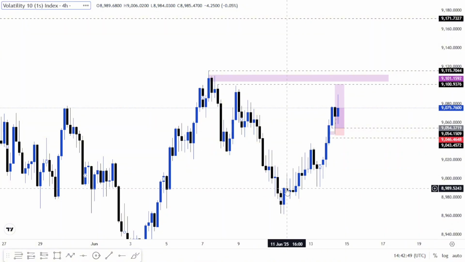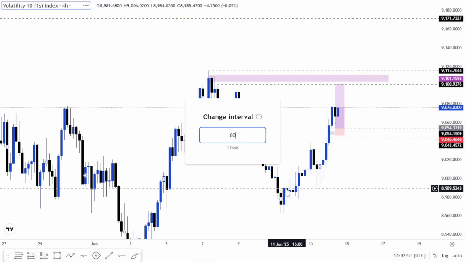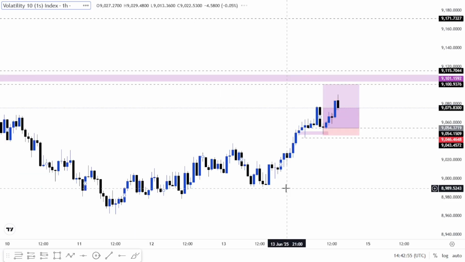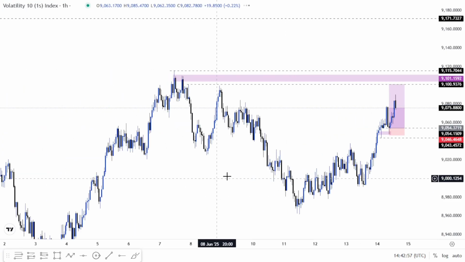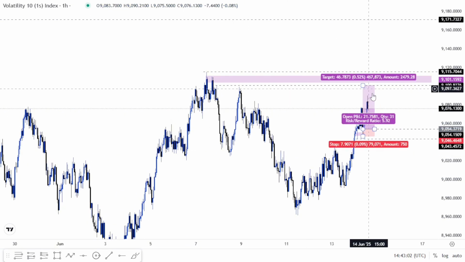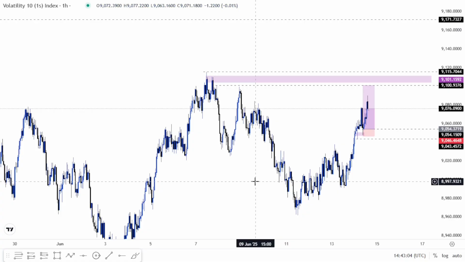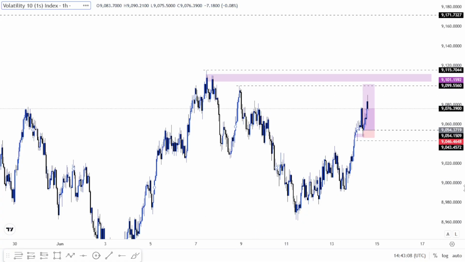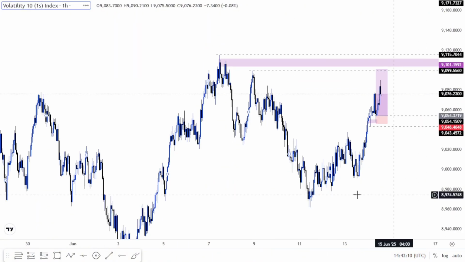All right, so now let's go to the 1 hour time frame. Right here we are on the 1 hour time frame. Okay, so from the look of things, this market is pulling back. I'm not sure yet if the sell has started, but anyway, whatever happens.